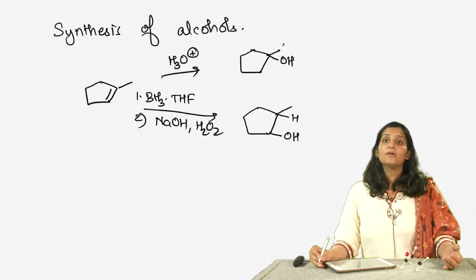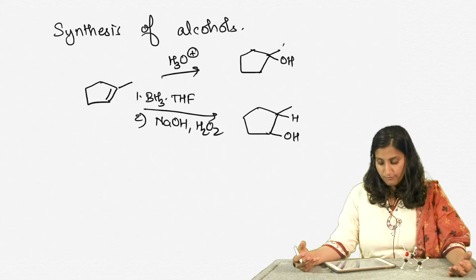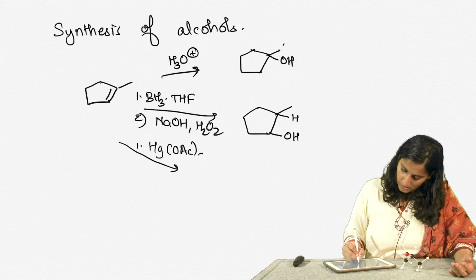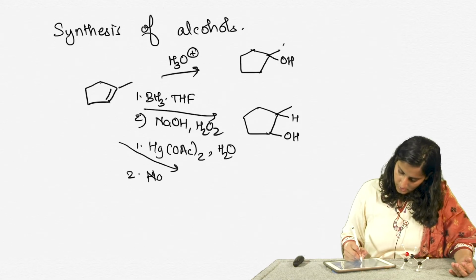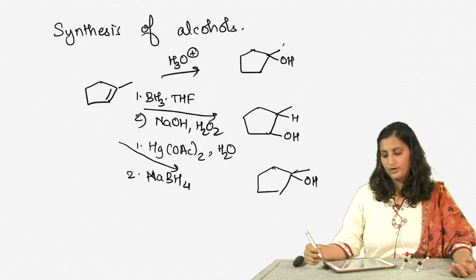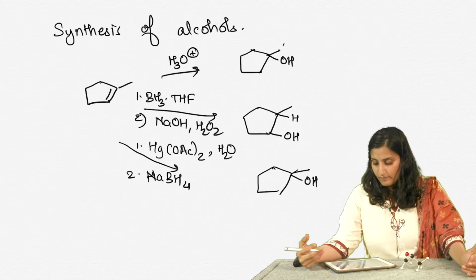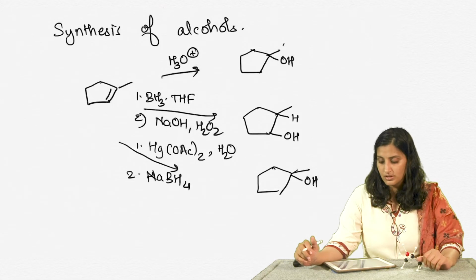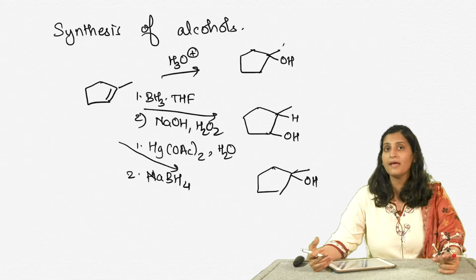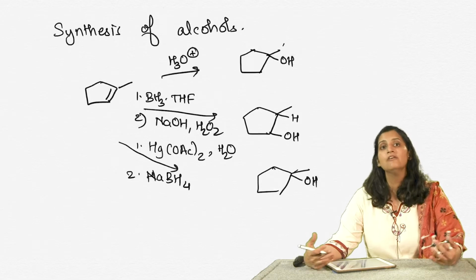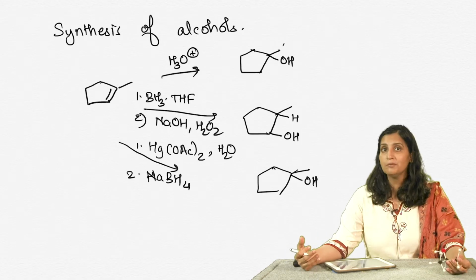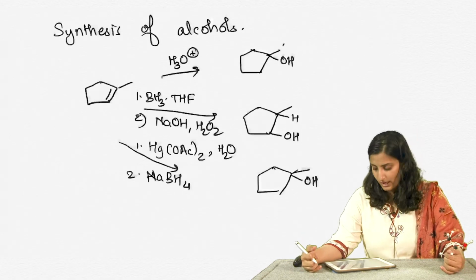We have also seen one more reaction, which is oxymercuration and reduction, which will also place the OH on the more substituted carbon. The difference between oxymercuration and reduction versus the reaction with hydronium ion is that in the case of hydronium ion, there is a formation of carbocation and you can have carbocation rearrangement. But in the case of oxymercuration, you will get the product without rearrangement of the carbocation.